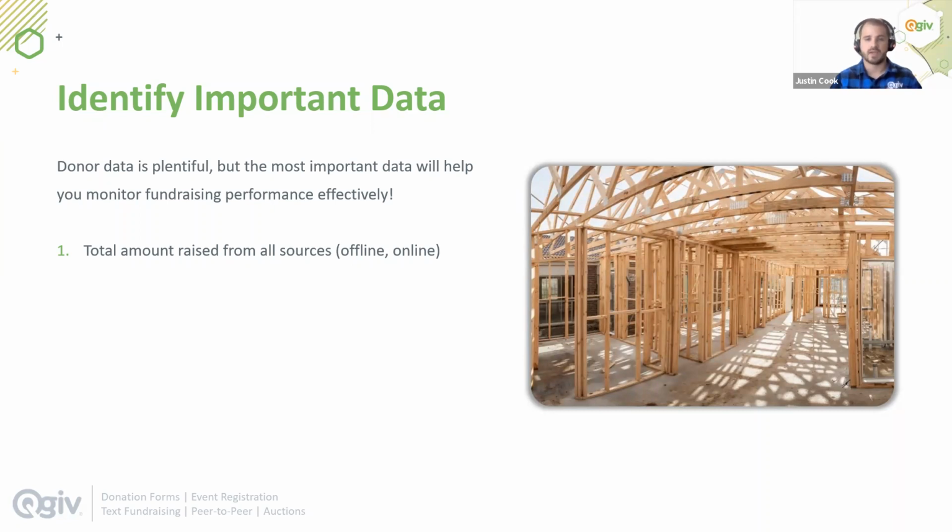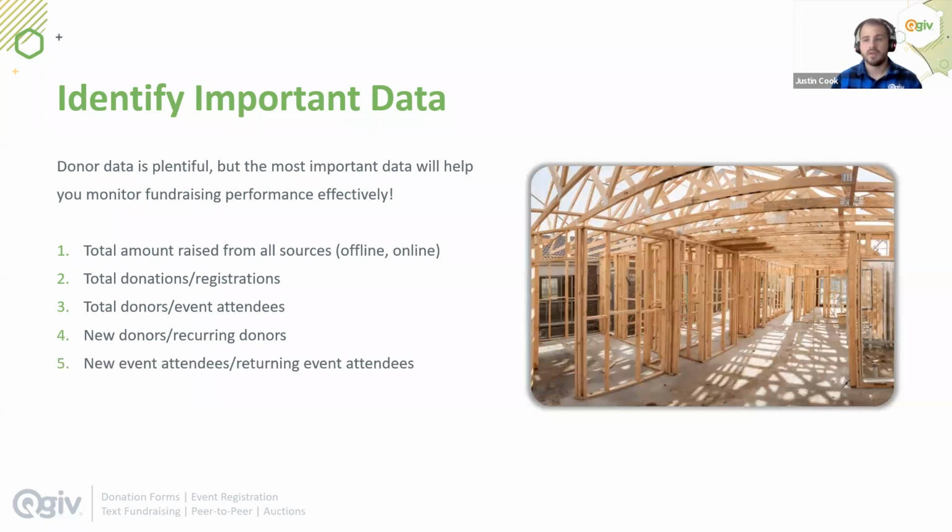And then online, we're talking about all of that tracking from before, where you're sending them through specific channels like Facebook, or coming through your website, or doing paid search through Google Ad Grants or anything like that. You want to make sure that you have that tracking in place online. Next, you're going to want to dive deeper into total donations and registrations, total donors, event attendees as well, new donors versus recurring donors, new event attendees versus returning event attendees, one-time versus recurring donations.